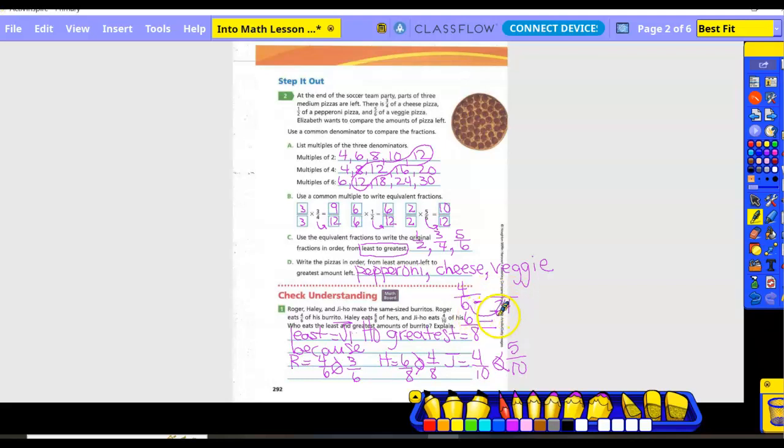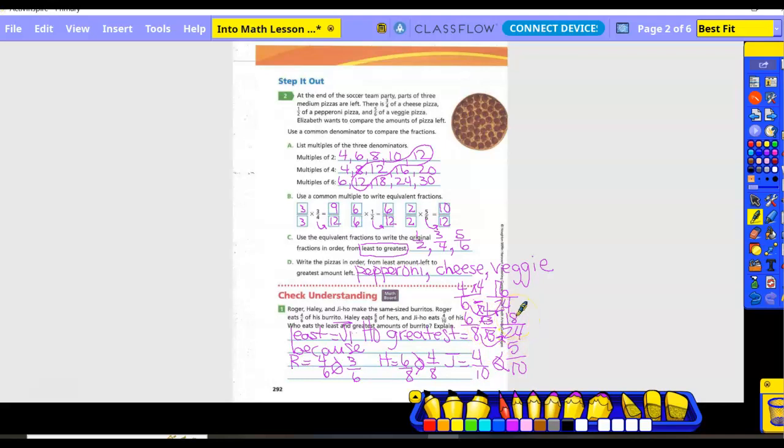So to get from 6 to 24, I take it times what? 4. What I do on the bottom, I do on the top. So 4 times 4 is 16 over 24. To get from 8 to 24 is times 3. So what I do on the bottom, I do on the top.